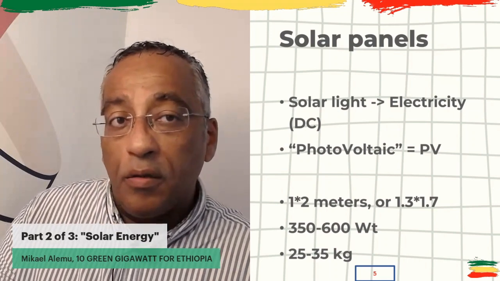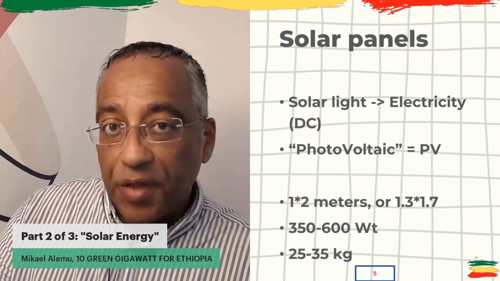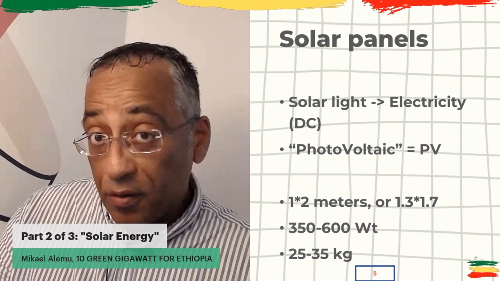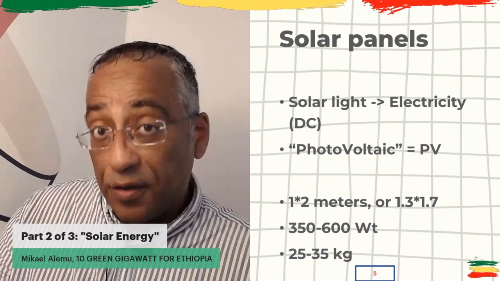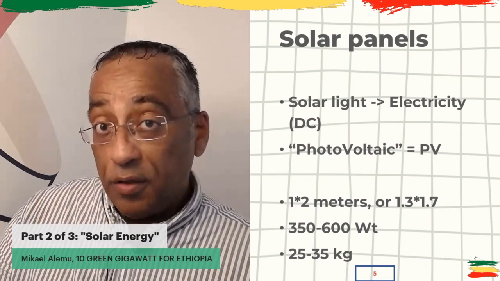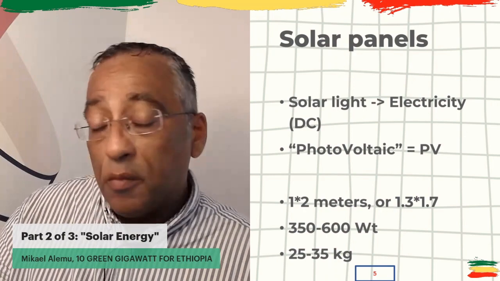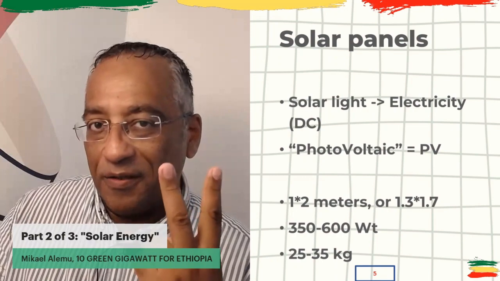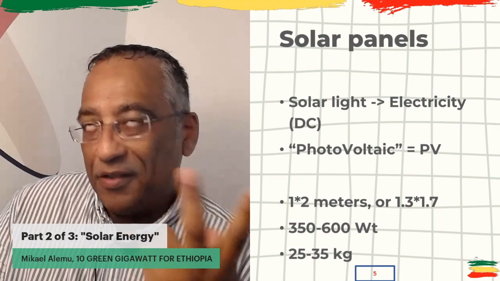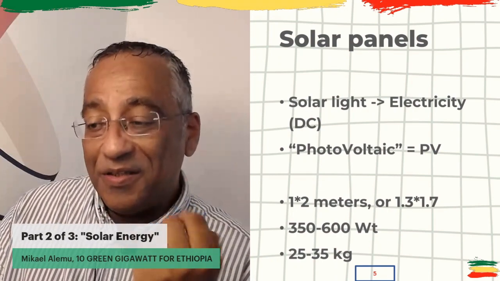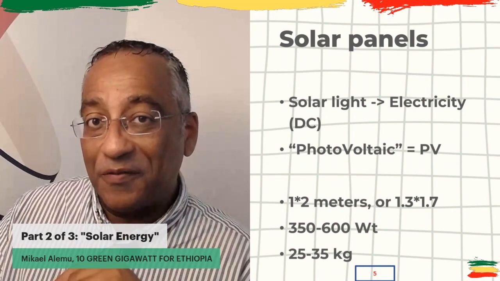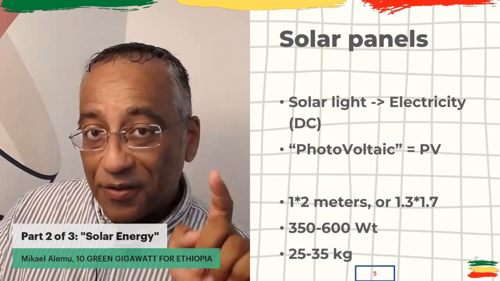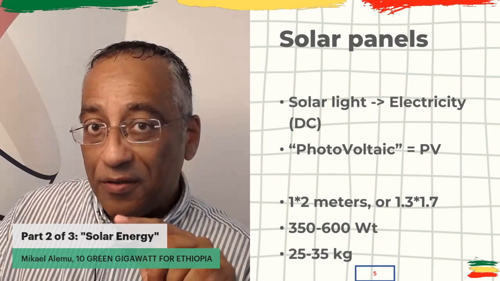It's a very special type of electricity. It's called direct current, DC. There are two kinds of electricity, DC and AC, direct current or alternating current. Solar panels produce DC, direct current.